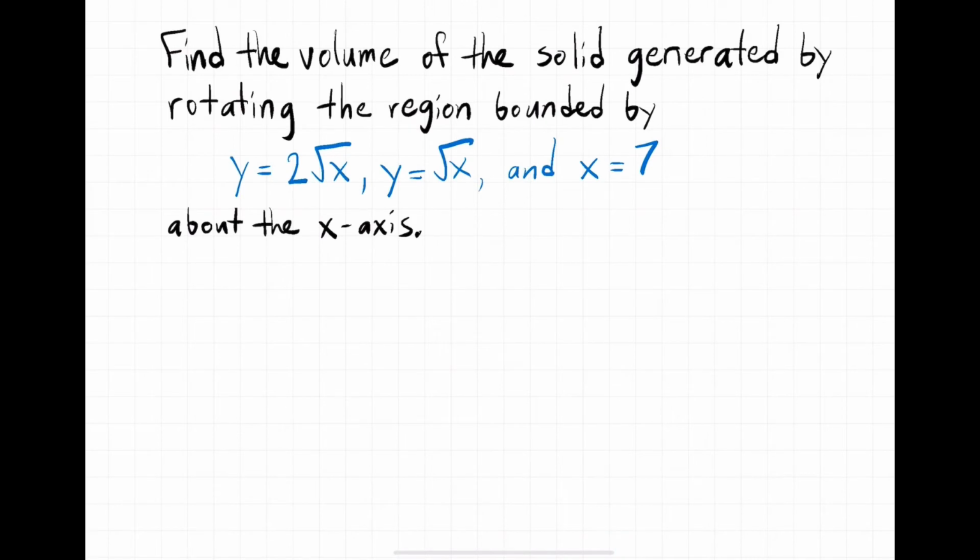Here's another example of finding the volume of a solid of revolution using the disk and washer method. Find the volume of the solid generated by rotating the region bounded by y equals 2 square root of x, y equals square root of x, and x equals 7 about the x-axis. As usual, our first step will be to graph the region involved.